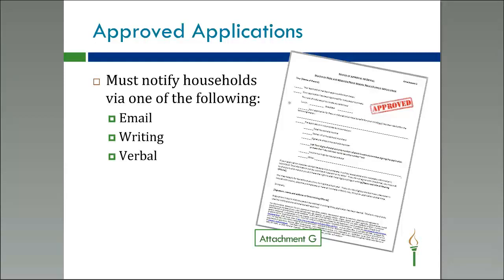When an application is approved, you must notify the household. You can do that in writing by mail or email, or you can let them know verbally if they are approved for benefits. So if you choose to notify the household in writing, you can use the form letter provided in the free and reduced price handbook. And again, the non-discrimination statement is a second page now, so make sure to include that.